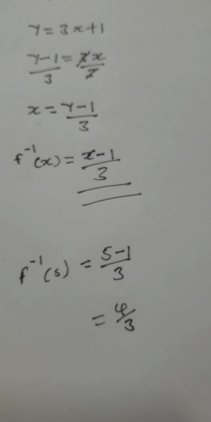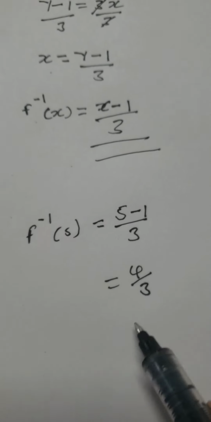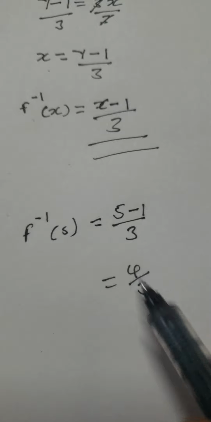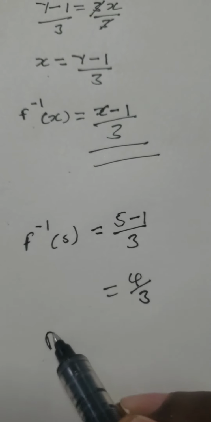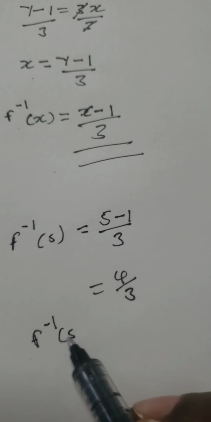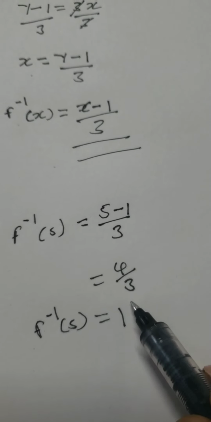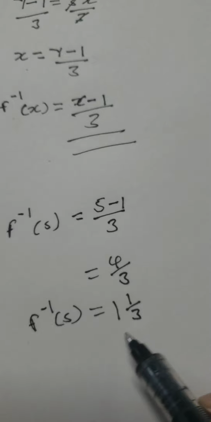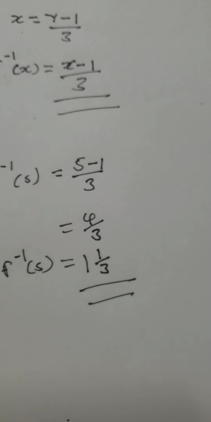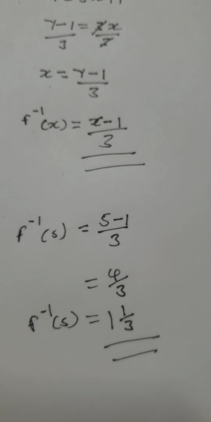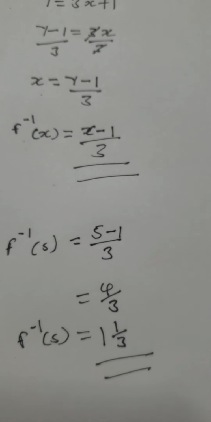All right, now 4 over 3, because it's an improper fraction, we are going to express it as a mixed fraction. So our final answer, the inverse function of 5, is equal to 1, remainder 1 over 3, as a mixed fraction. So now we have managed to find the two answers. Now let's move to the next question.